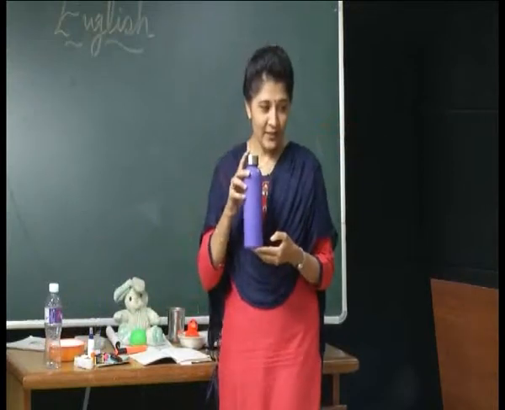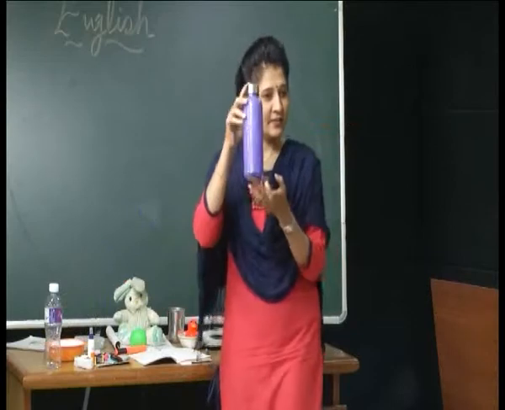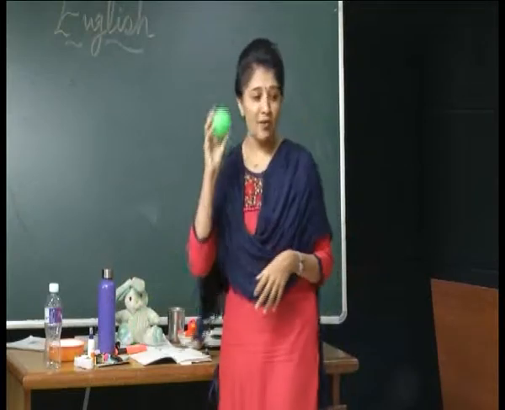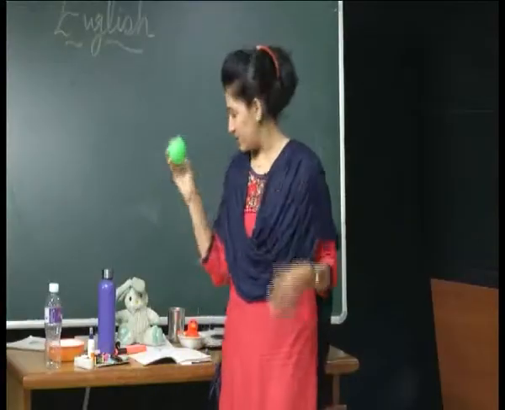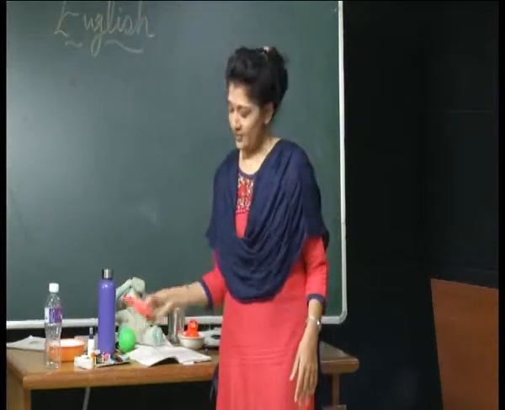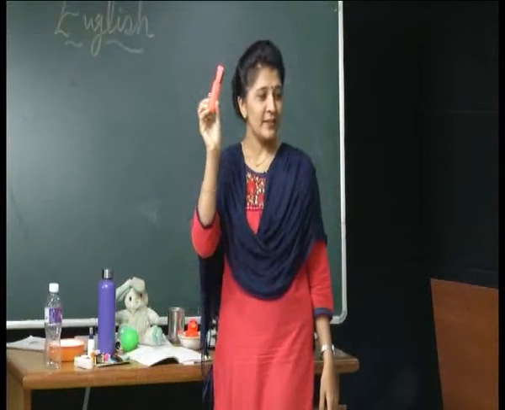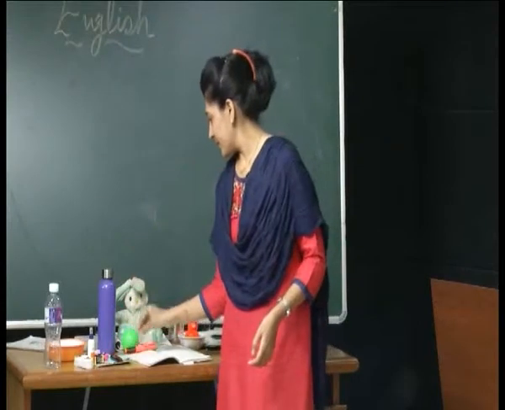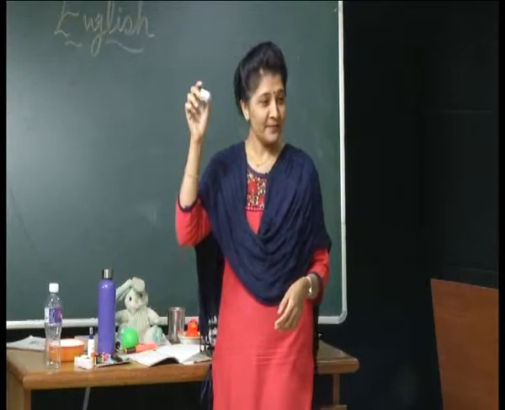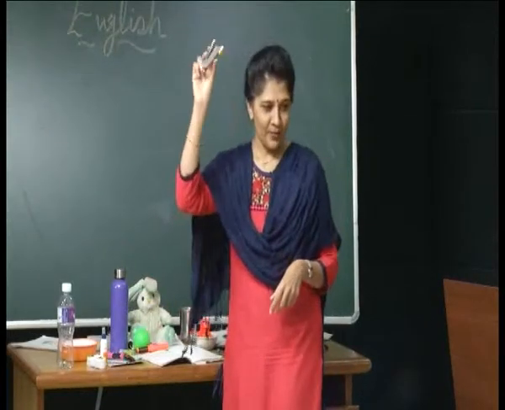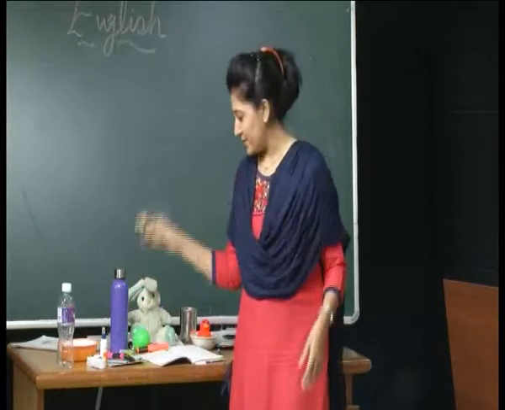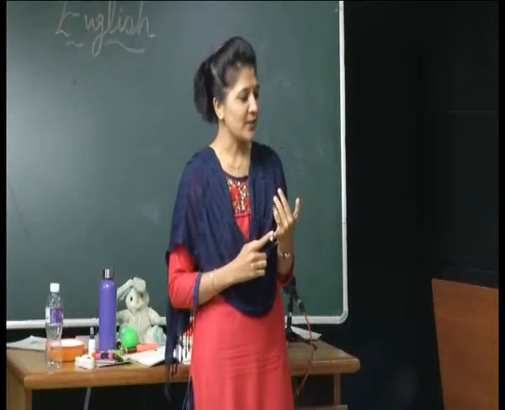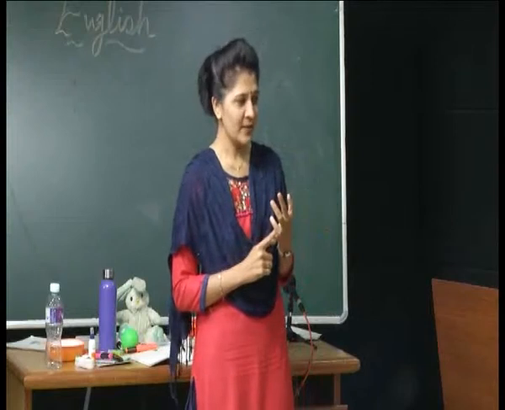I have a bottle. This is my bottle. I have a ball. This is my ball. I have a sketch pen. This is my sketch pen. I have a sharpener. This is my sharpener. I have a stapler. This is my stapler. So, I have a ball. I have a toy. I have a sharpener. I have a stapler. Okay?